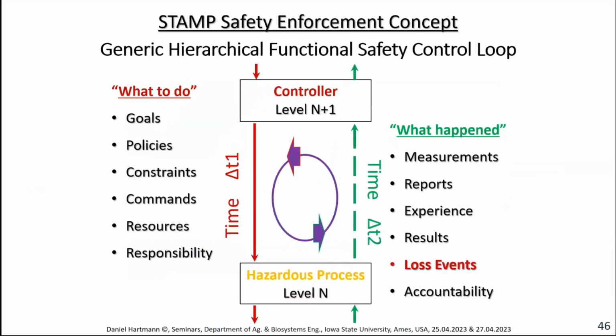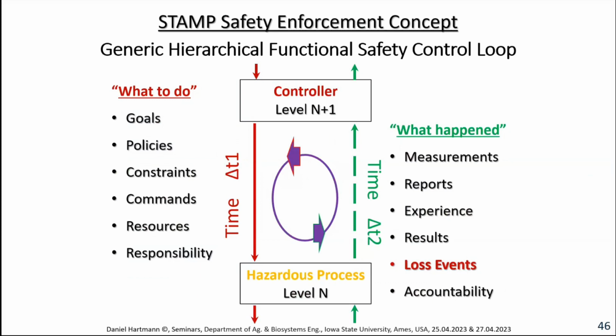And within this control loop, as I said before, there is a controller at a certain level, let's call it level N1, and the control actions are actually what to do: goals, policies, constraints, commands, resources, yes? If I give a command, but there are no resources to implement it, so if my computer had no electricity, it would not be able to execute all the commands that I give it. And responsibility. The controller has responsibility for its control actions.